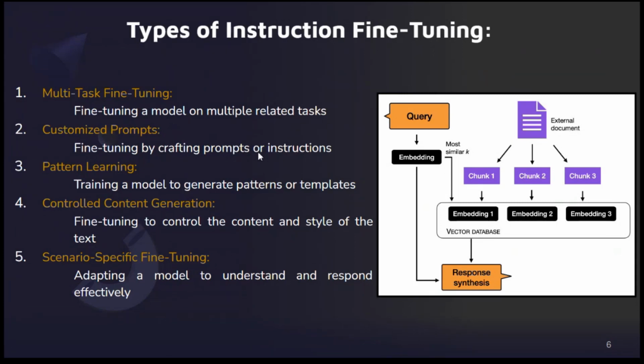Then we have customized prompts. In customized prompts, we try to craft prompts to guide models. Then pattern learning. In pattern learning, we try to teach models to generate patterns. Then we have controlled content generation, in which we try to tweak content style. Then we have scenario specific. In this type of instruction fine tuning, we try to get models ready for specific scenarios.